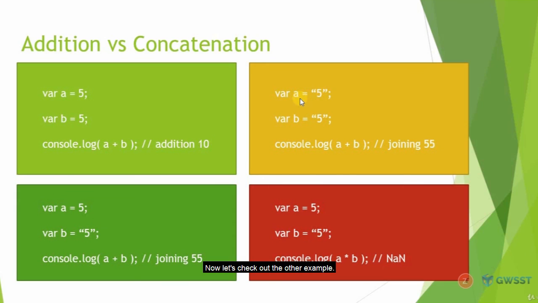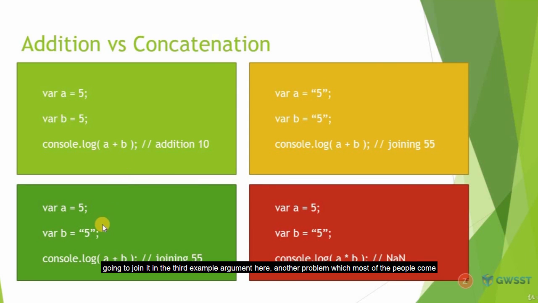Now let's check out the other example. If you create a variable a equals 5 that's a string, and you create a variable b equals 5 which is also a string, and you say console.log a plus b, it's going to join them. So instead of giving 10 as the answer, it's going to give 55. Basically it understands that these are two strings and you're supposed to join them, and it's going to join them.